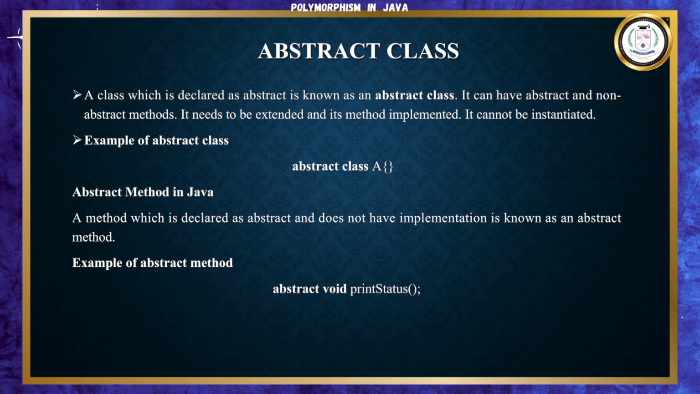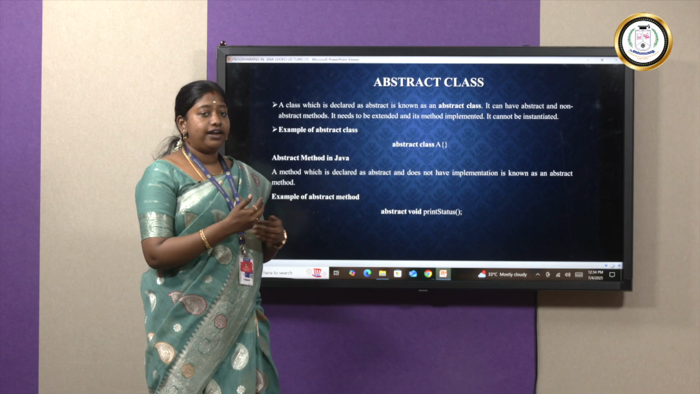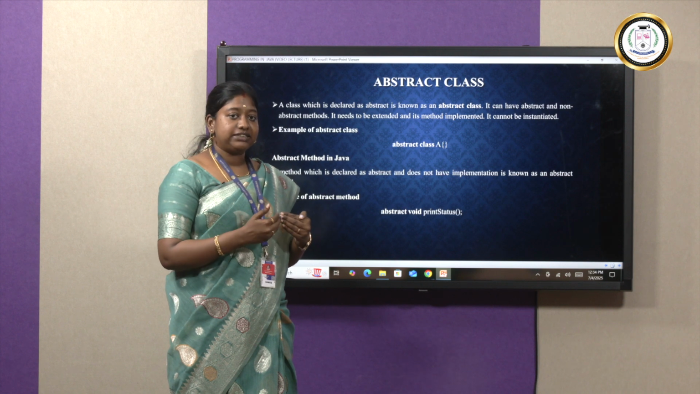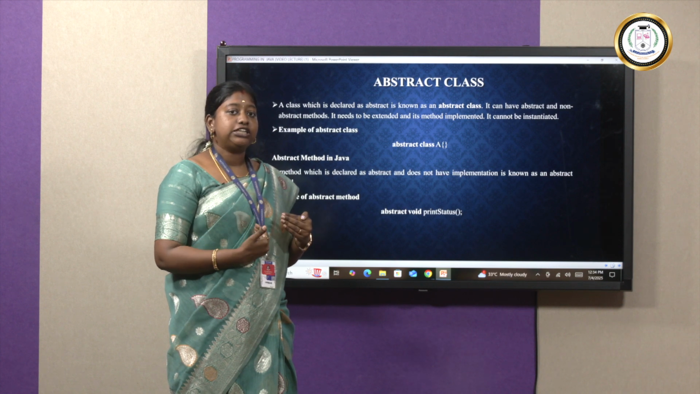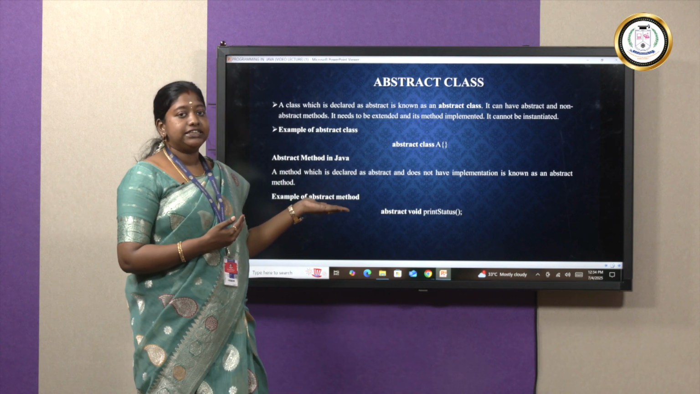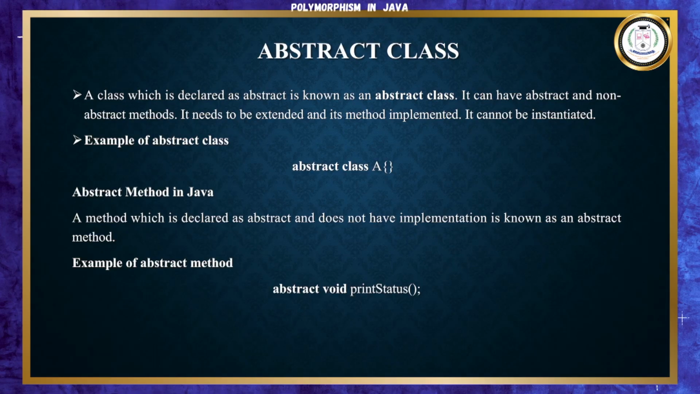The next one is abstract class. So what is an abstract class? It is nothing but a class declared as abstract. It is inherited from the base class. Whenever the function is repeated in the base class and the child class, that is, if the method is repeated, then the abstract class is used. So how will you define the abstract class? Abstract class and the class name.